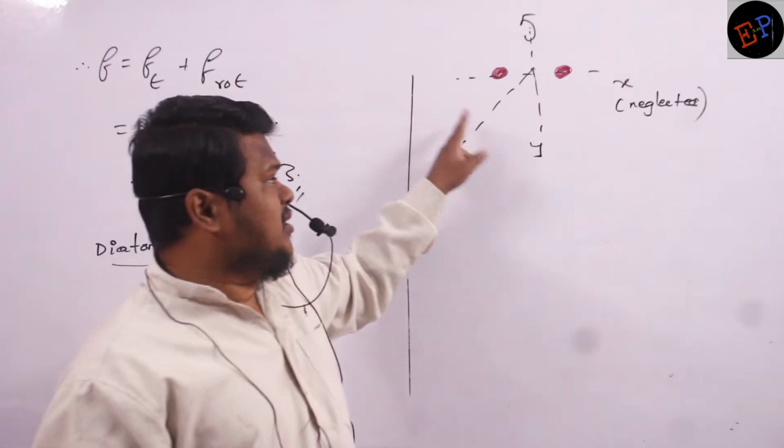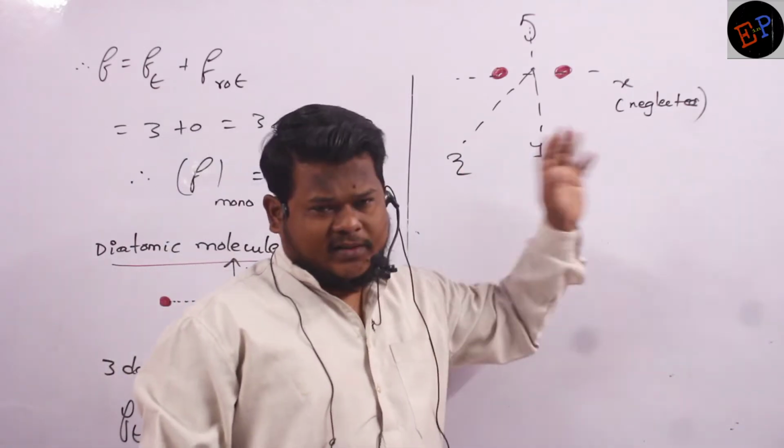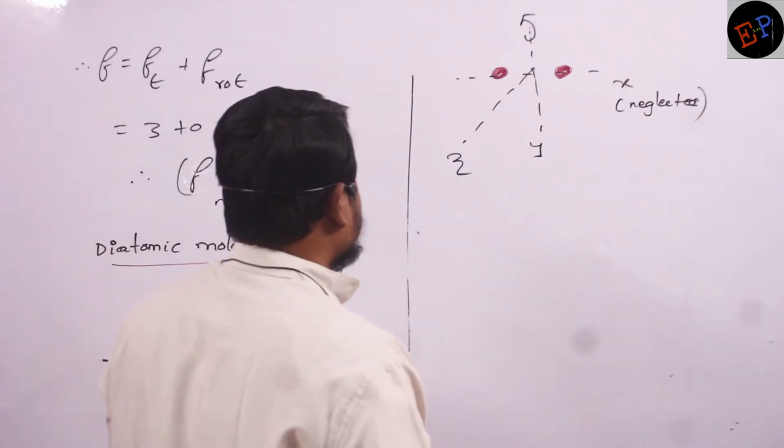So therefore, here also how many degrees of freedom? 3 are there. But 1 degree of freedom we are neglecting. So totally how many degrees of freedom? 2 degrees of freedom. Are you able to understand what is happening? So make note of this point.